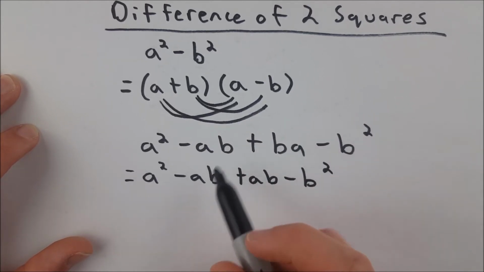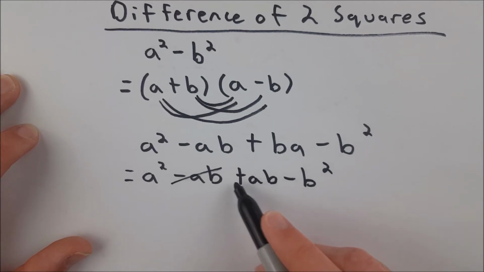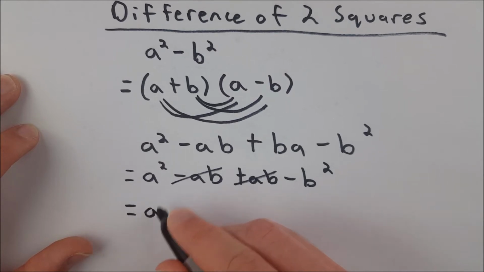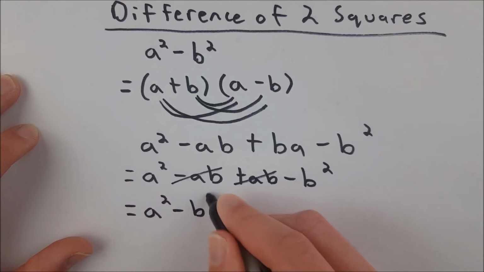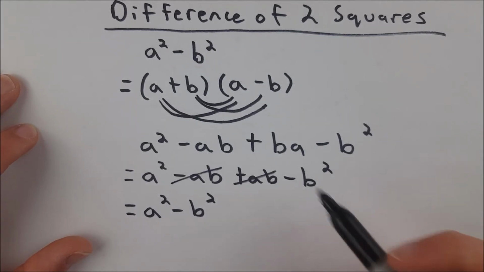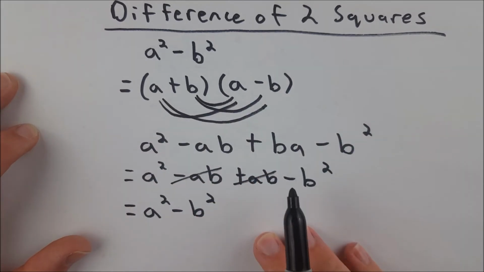These two things are equal. And then we see the negative ab and the positive ab will cancel out. They will give us 0, which just leaves us with a squared minus b squared. And that is how you factor the difference of two squares. A squared minus b squared is equal to a plus b multiplied by a minus b.